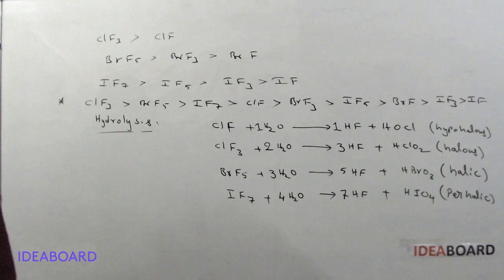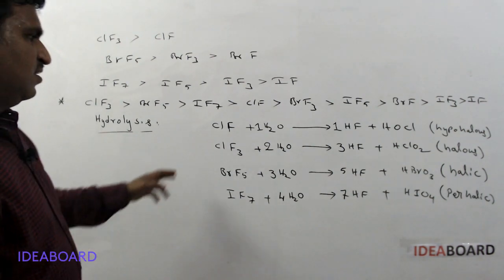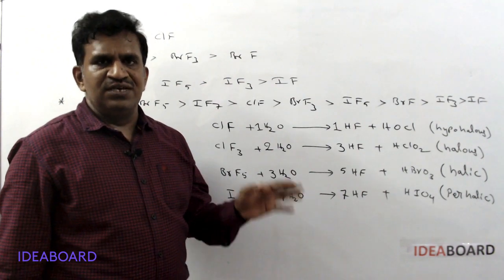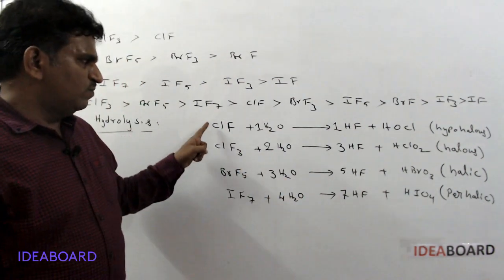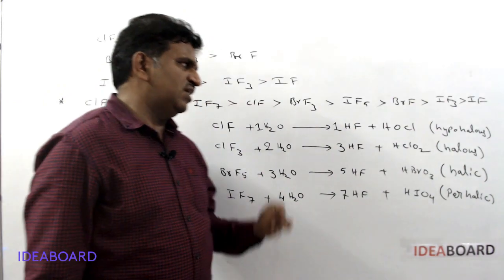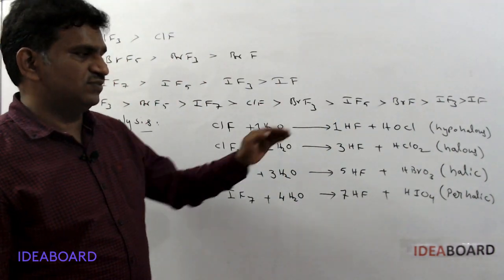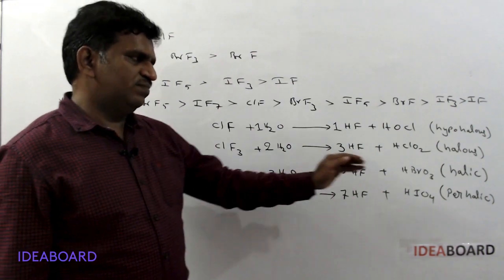And so here generally remember, any halide, interhalogen compound reacts with water and gives a hydrolysis process. In this hydrolysis process, if monohalides undergo hydrolysis, they give hypohalous acid, trihalides give halous acid, pentahalides give halic acid, and heptahalides give perhalic acid.